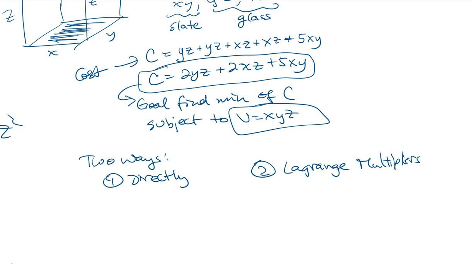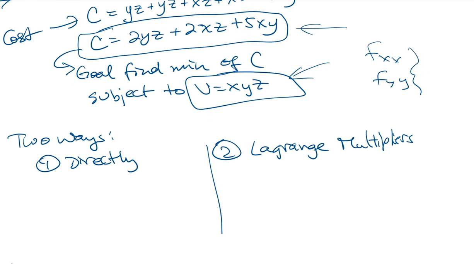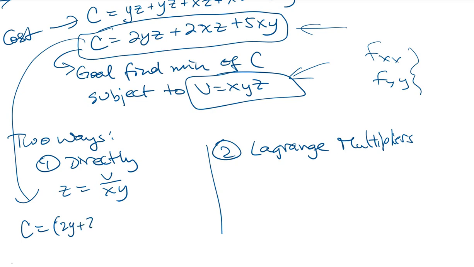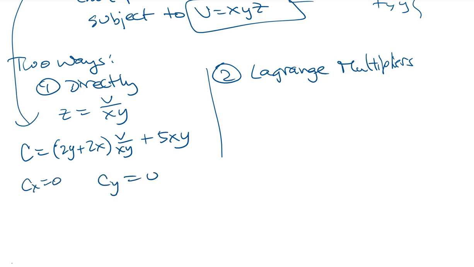Directly is pretty long, because what you have to do, so we use these 2 formulas together, you would have to find the minimum of C. If you notice, C is using 3 variables on the right. And our formulas using f sub xx and f sub yy, all that stuff, only use 2 variables. So I need to get rid of one of these variables. To do that, I would solve for z and plug it in. So z is the volume over xy, and I would plug it into C. So C would be 2y plus 2x times z, which is V over xy, plus 5xy. And now I would do the whole Cx equals 0, Cy equals 0, all that Cxx, Cyy, all that, find D, and I'd keep going.